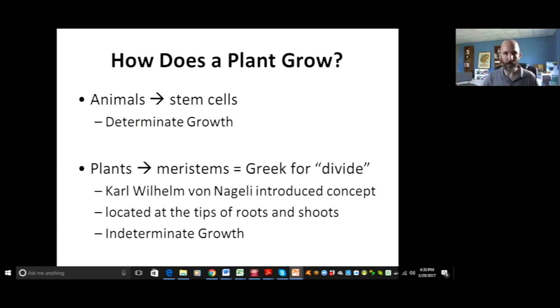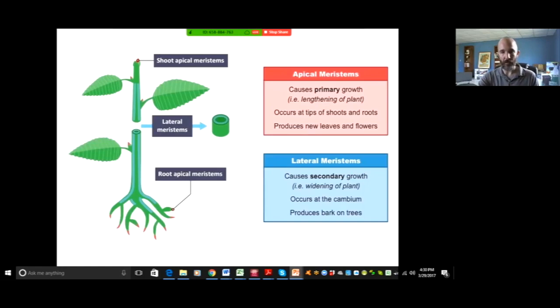There's always an outlier, but plants generally have indeterminate growth. And instead of stem cells, they have what are called meristems. That's Greek for divide. And they're located all over the plant. So you have apical meristems, which are generally the primary root growth tip of the plant. And then they're also found at the node, kind of like the sucker on a tomato plant. That's an apical meristem, or basil, or any kind of plant that if you top it, it grows from the node. So that's the apical meristem.